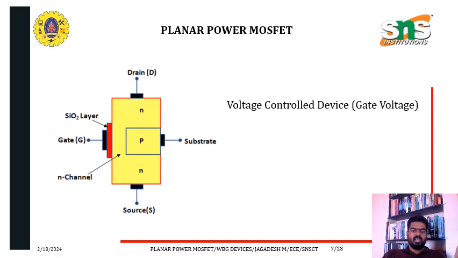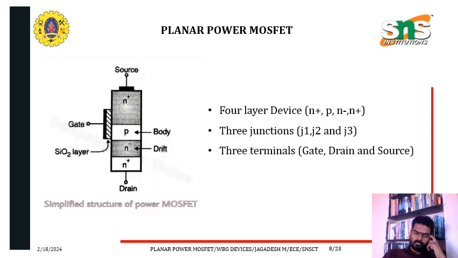Here you can see a P substrate, the N channel, and a drain, that is D, and the source and gate terminal. Between the gate terminal and the substrate, we have a SiO2 layer. It is a simplified structure of the power MOSFET. It is a four-layer device: N plus, P, N minus, and N plus. There are three junctions, J1, J2, and J3, and three terminals, the gate, drain, and source, that we know already.